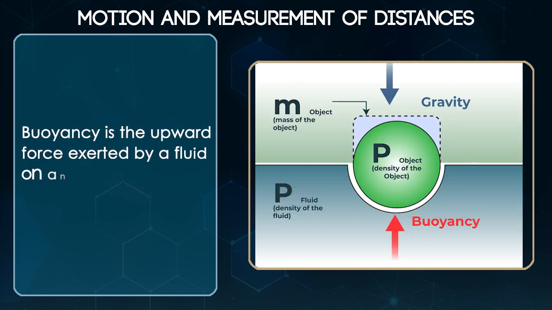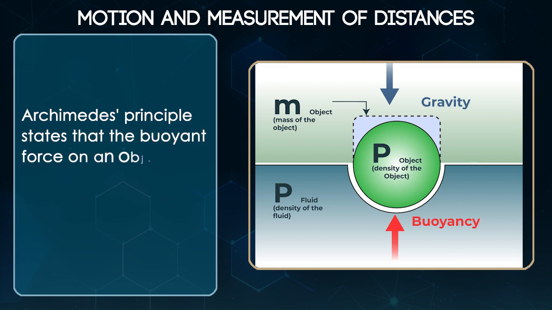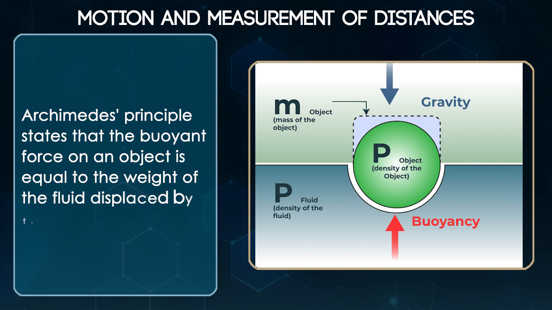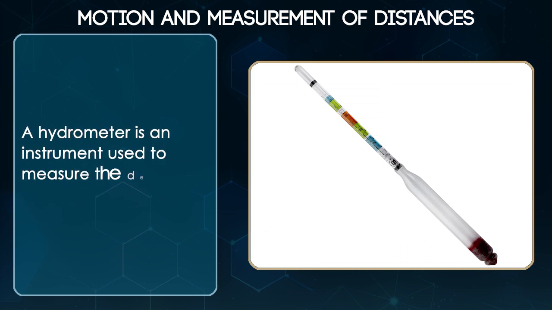Buoyancy is the upward force exerted by a fluid on an object immersed in it. Archimedes' principle states that the buoyant force on an object is equal to the weight of the fluid displaced by the object. The hydrometer is an instrument used to measure the density of liquids.